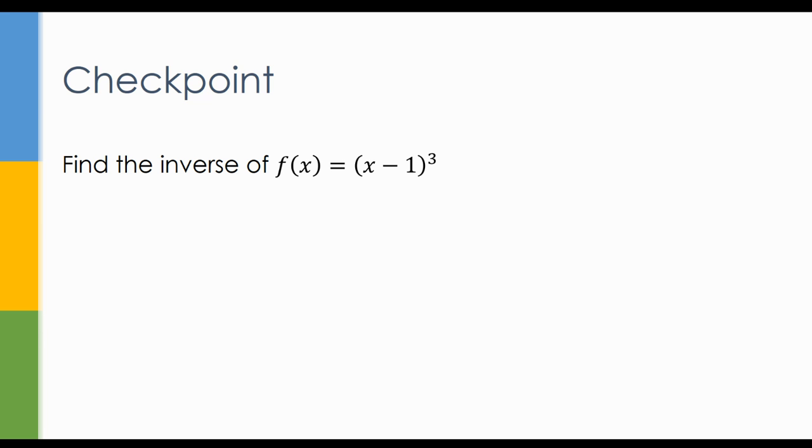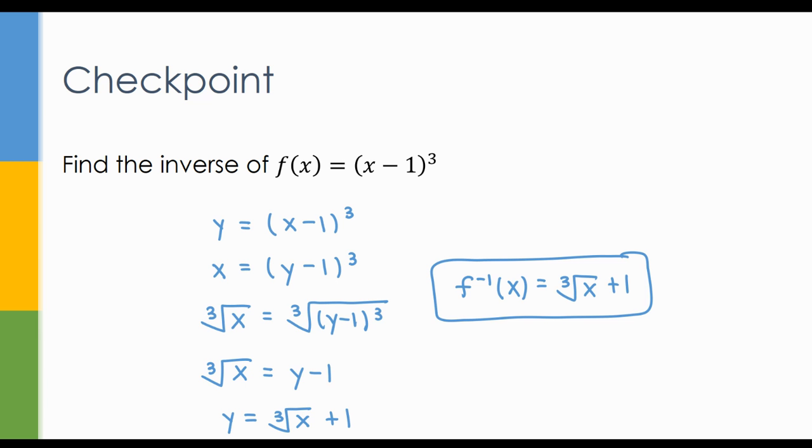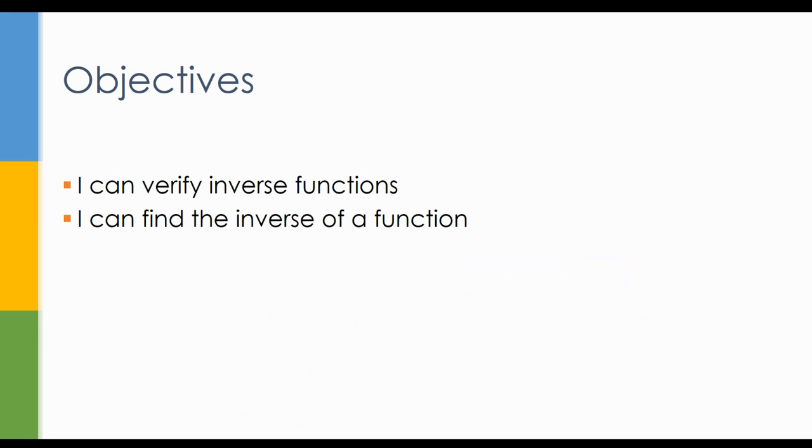Okay, so go ahead, pause the video, see if you can find the inverse for f of x equals x minus 1 quantity cubed. Okay, switch the f of x with the y, switch the x and the y around. Right away, I wanted to get rid of that cube, so I took the cubed roots. Then I just had to add the 1, and that was my inverse function. So cubed root of x plus 1. So that's us verifying inverse functions and then finding the inverse of a function.